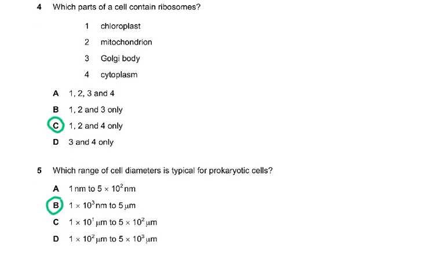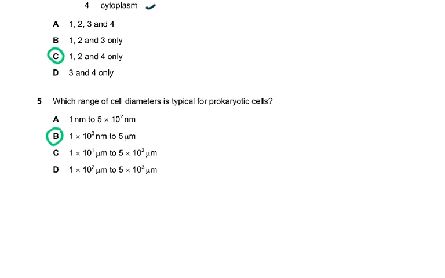Which parts of a cell contain ribosomes? Chloroplast, mitochondria, Golgi, cytoplasm. So only Golgi was the wrong one. Why? Because ribosomes will be present in chloroplast, yes, mitochondria, yes, and in cytoplasm we have the free ribosomes. So 1, 2, and 4 only. Then coming on to question number 5.